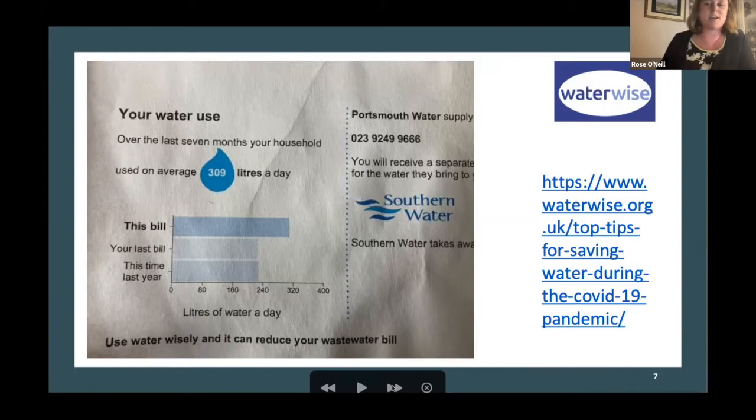Our bill is so much higher because we're all here all of the time. And so there's so much in that, though, in terms of that change. It's a moment that we can really have a moment of change for our rivers.